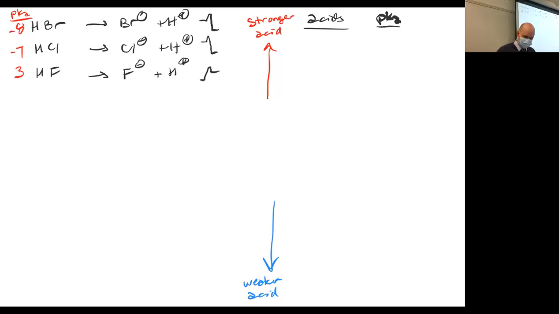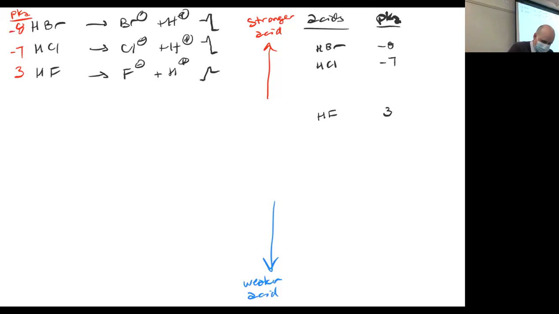All right, so let's plot these things on here. HBr is going to be pretty close to the top of our chart. HCl is up there. The pKa of HBr is about -8. For HCl, it's about -7. We'll leave some gaps and we'll put HF right around here. It's about 3.